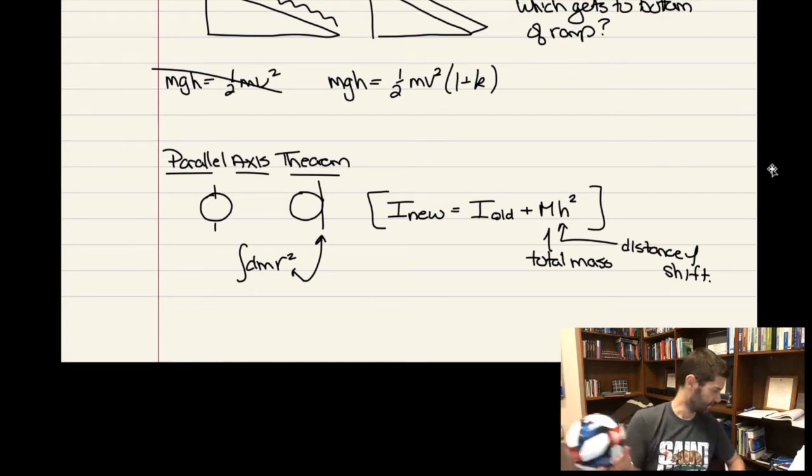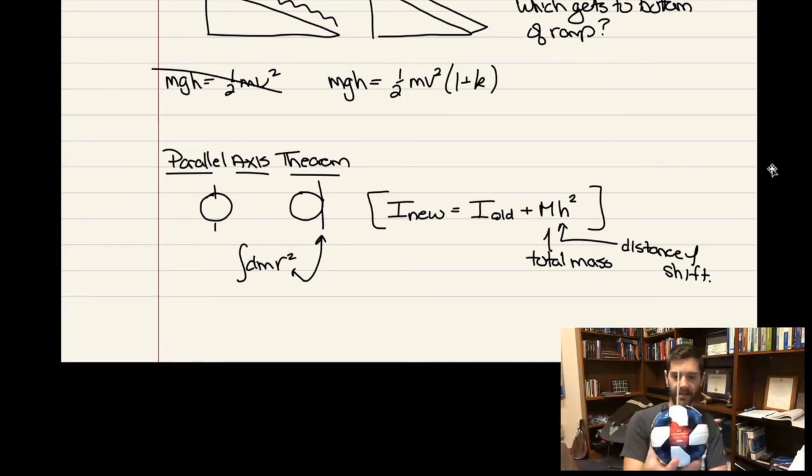So if I wanted to take my rotation axis and move it over to the edge of the ball, I'm shifting it a length equal to the radius of the ball. I'm starting here, I'm ending here. I've shifted it over in some direction by the radius of the ball in this case. So I could take this rotational inertia and calculate the rotational inertia when this is the rotation axis by adding to it the mass of the ball times the radius of the ball squared.